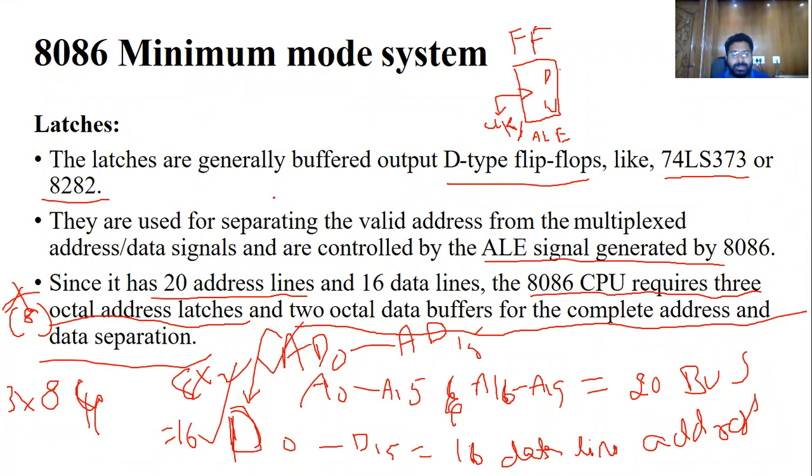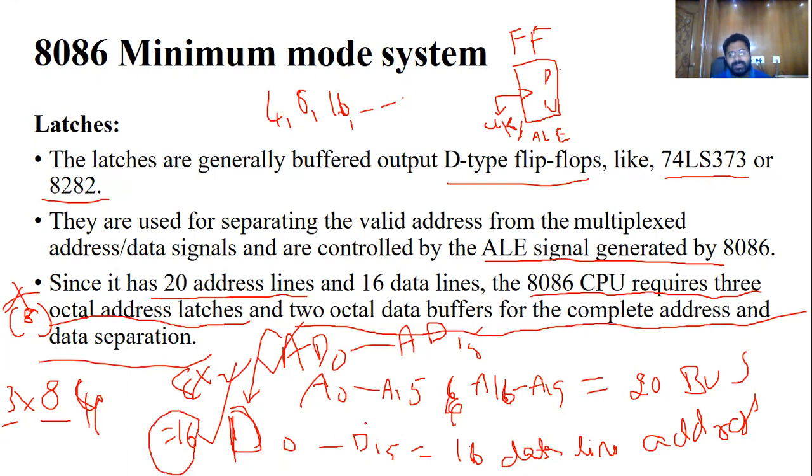You know that latches are available as 4 bit, 8 bit, 16 bit, and so on, in multiples of 2. So for address purposes, we require 3 8-bit latches. You know there are 4-bit latches, 8-bit latches, 16-bit latches, and all. So for the address bus we require the 3 8-bit latches, and for the data bus it requires 2 8-bit latches, because these are 16 bits only.